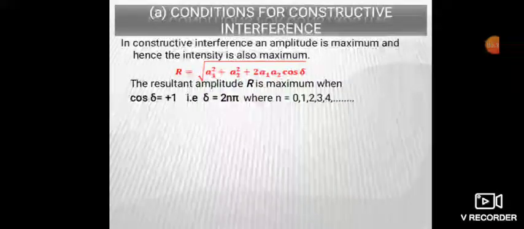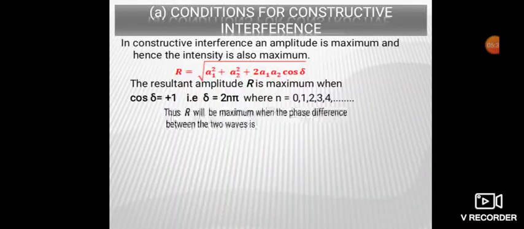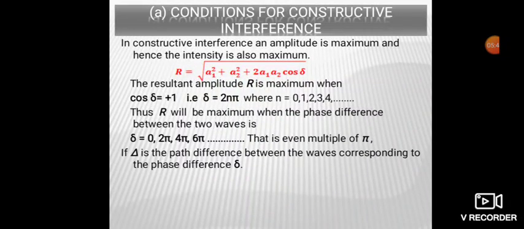That is, δ = 2nπ, where n = 0, 1, 2, 3 and so on. Thus R will be maximum when the phase difference between the two waves, δ, is 0, 2π, 4π, 6π and so on, that is an even multiple of π. If Δ is the path difference between the waves corresponding to the phase difference δ, then δ = (2π/λ) × path difference. This is the formula relating the phase difference and the path difference.